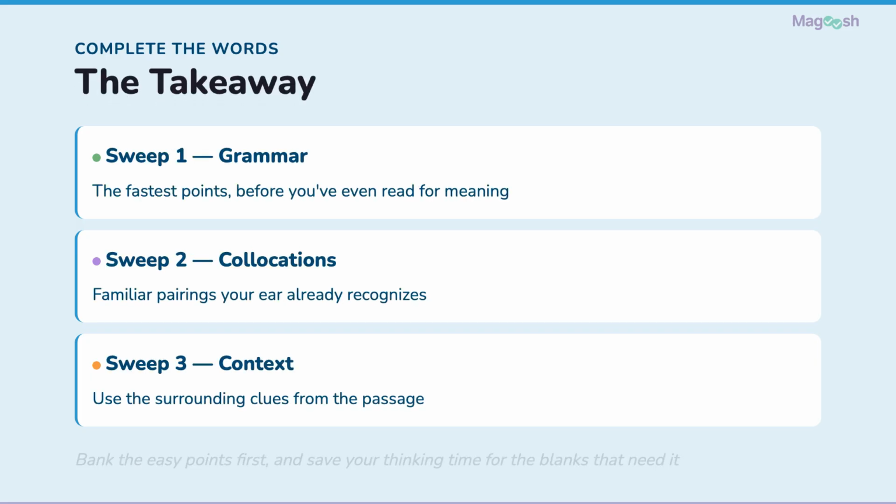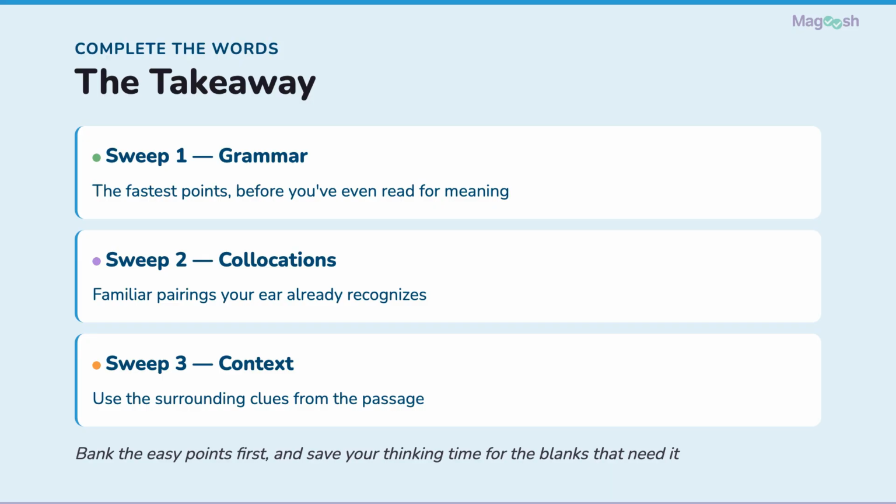So what's the takeaway? Complete the words isn't really one task. It's 3 different kinds of blanks layered on top of each other, and attacking them in passage order would make you do the hard work before you've earned any easy wins. The 3-sweep method flips that. Sweep 1 gets you the fastest points first through grammar. Sweep 2 uses pairings your ear already knows. Sweep 3 cleans up the rest with context. Each blank is worth 1 point. Sweeping lets you bank the easy points first and enables you to save time for the blanks that require more thought.